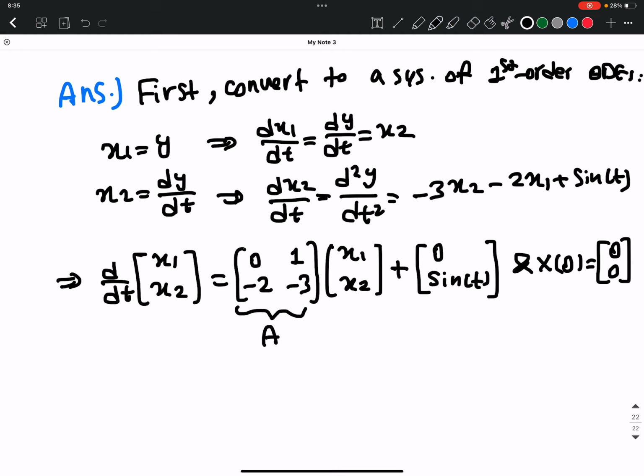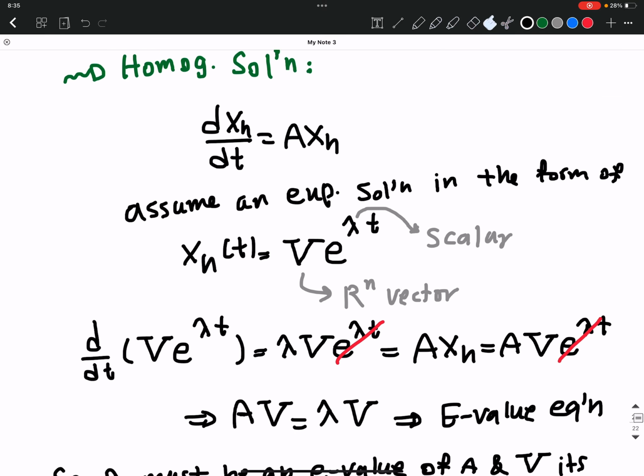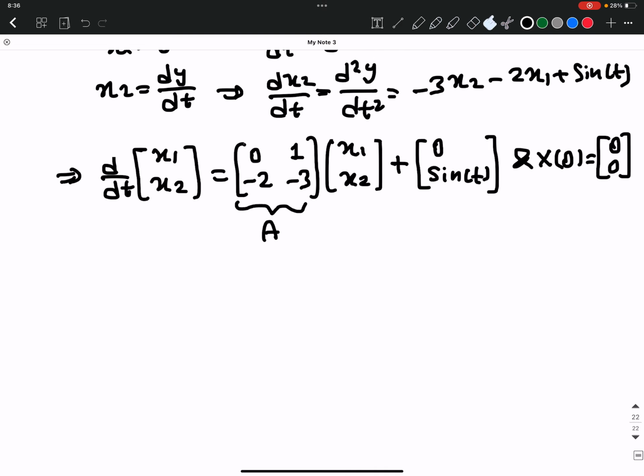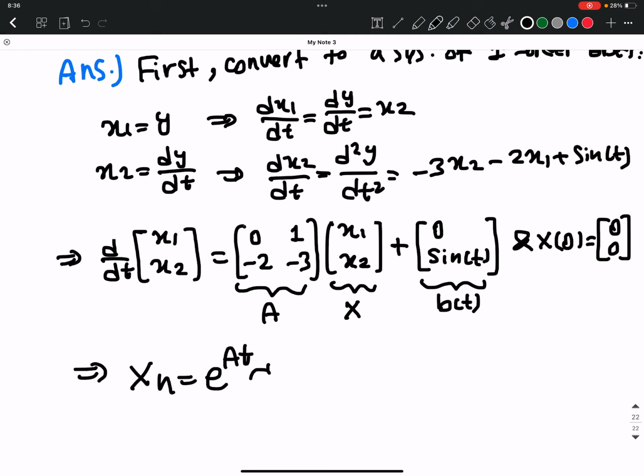And this is my X, and that is my A and B, right? A, X, and B. So this is my A, this is my X, and this is my B(t) matrix. So the general solution here, I know it's going to be e to the A t times C.